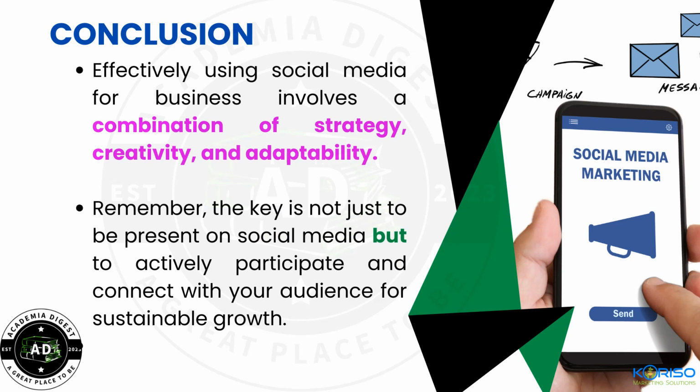Conclusion. Effectively using social media for business involves a combination of strategy, creativity, and adaptability. By setting clear goals, understanding your audience, maintaining a consistent brand image, creating engaging content, utilizing paid advertising, fostering engagement, and analyzing analytics, you can leverage social media to improve your business and stay ahead in the competitive digital landscape.